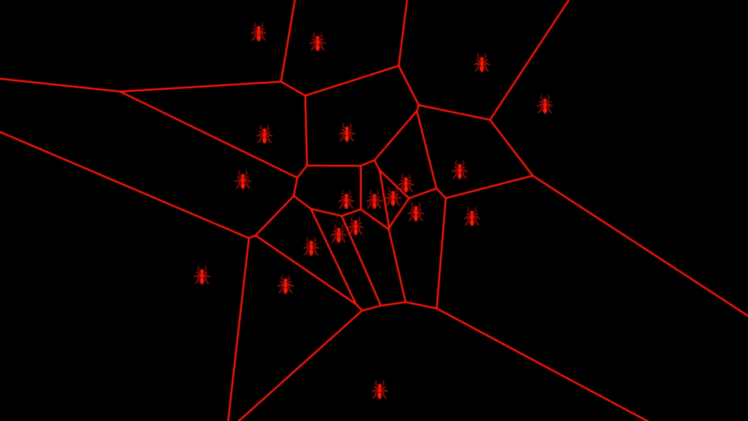As we experiment with even more complex diagrams, like with 20 fire ants here, we see more of the finite enclosed Voronoi regions towards the center, and we can notice that they are always convex polygons. That is, they consist entirely of angles less than 180 degrees.